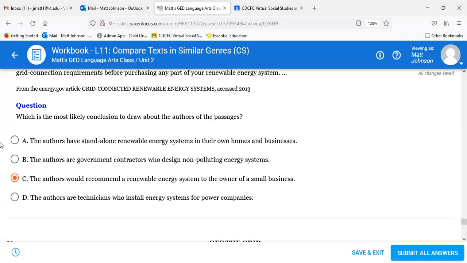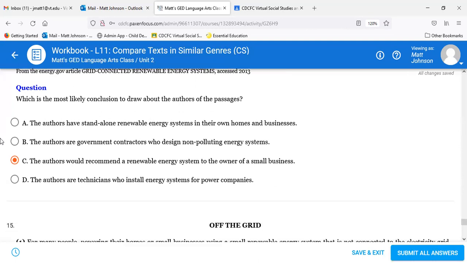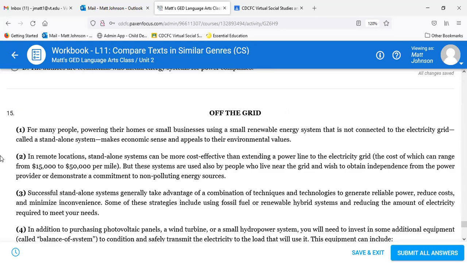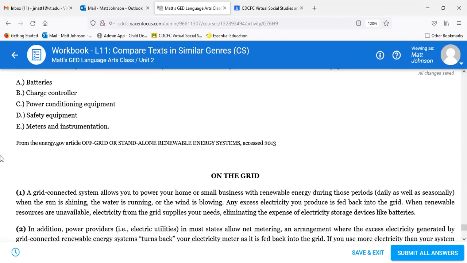And then finally on D, the authors are technicians who install energy systems for power companies. We don't know that either, right? The only thing that we could really draw a conclusion about there is that they would probably recommend it, because they do mention small businesses here, and that's something that we can draw from the passage itself. The other ones we'd have to really reach out there beyond what the text says to make those conclusions. And then there's the last one.